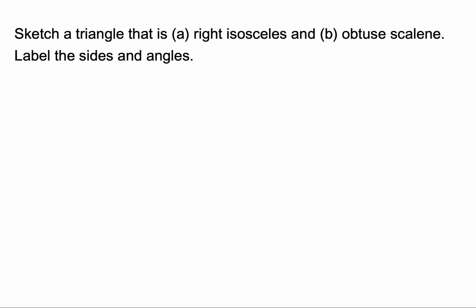Okay, and our last one here. Sketch a triangle that is A, right isosceles, and B, obtuse scalene. Label the sides and angles. Alright, so go ahead and pause the video. Try this on your own.